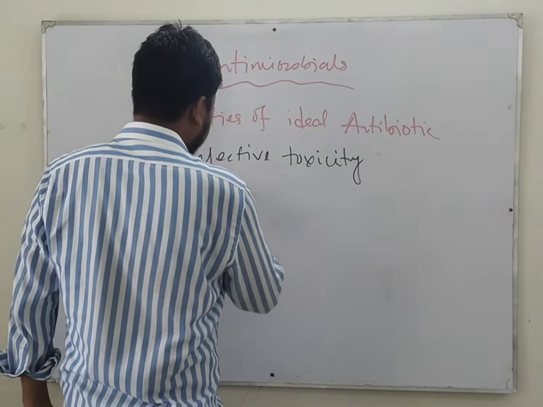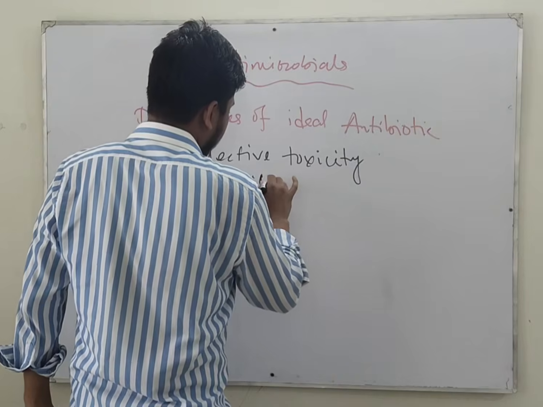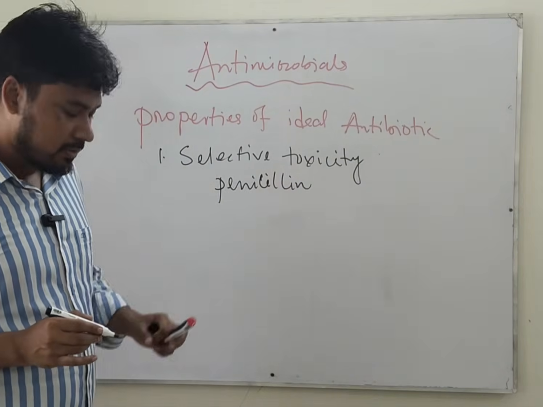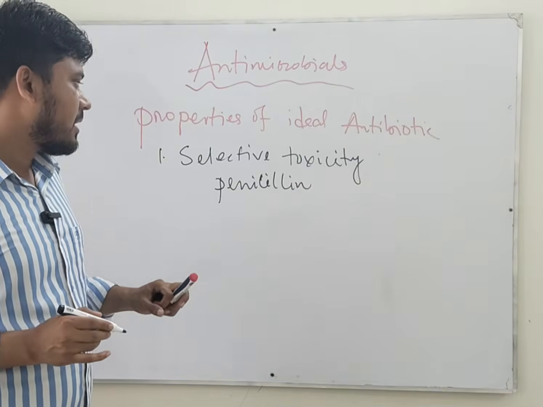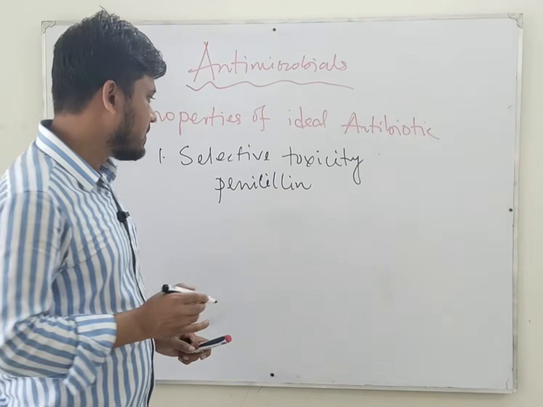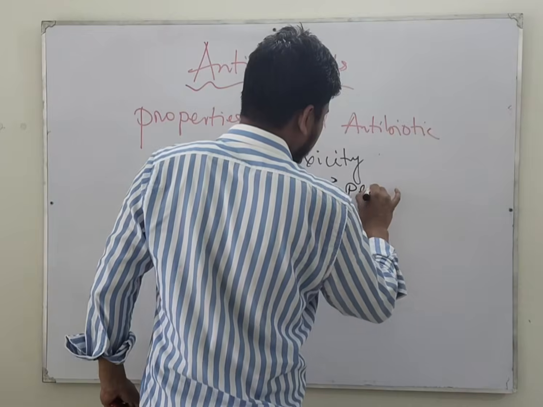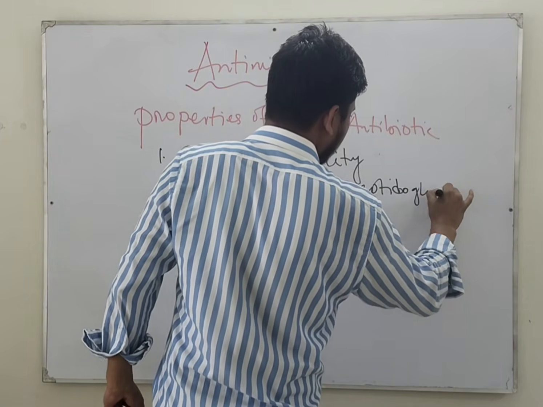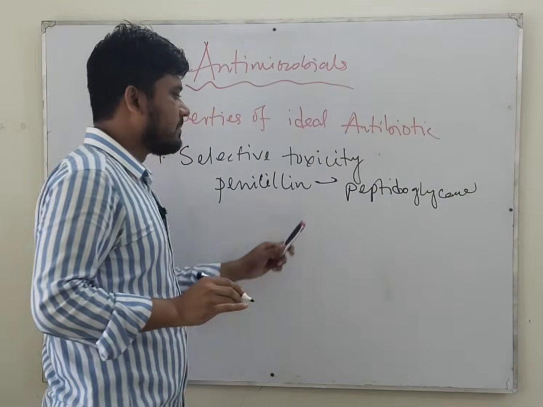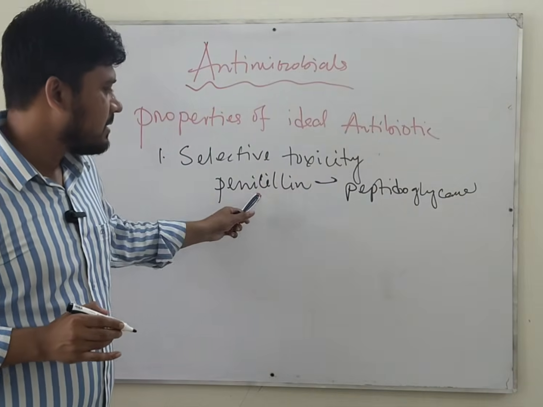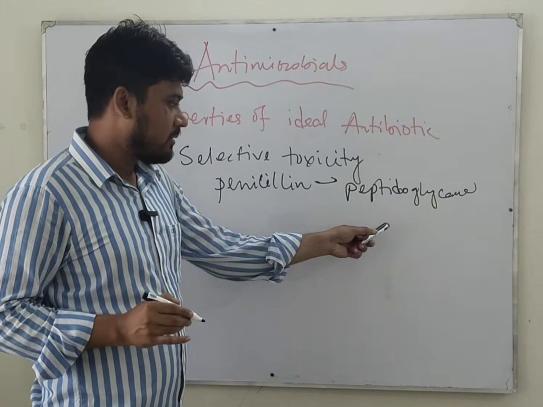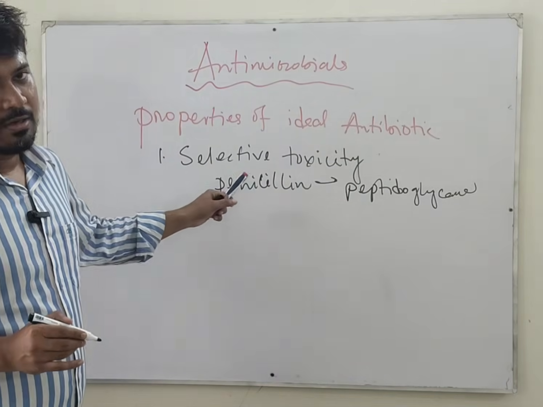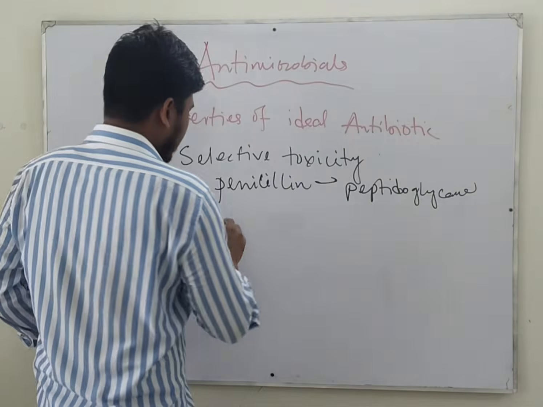For example, penicillin kills bacteria or microorganisms but doesn't harm any host cell, because penicillin acts on the peptidoglycan layer. That means penicillin inhibits cross-linking of peptidoglycan, but human cells don't have peptidoglycan. That's why penicillin cannot act on human cells.